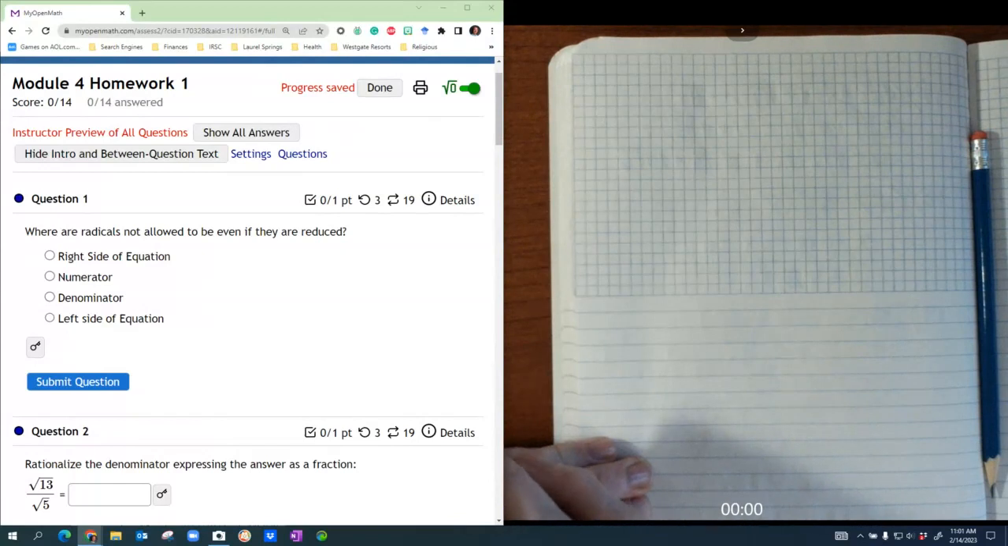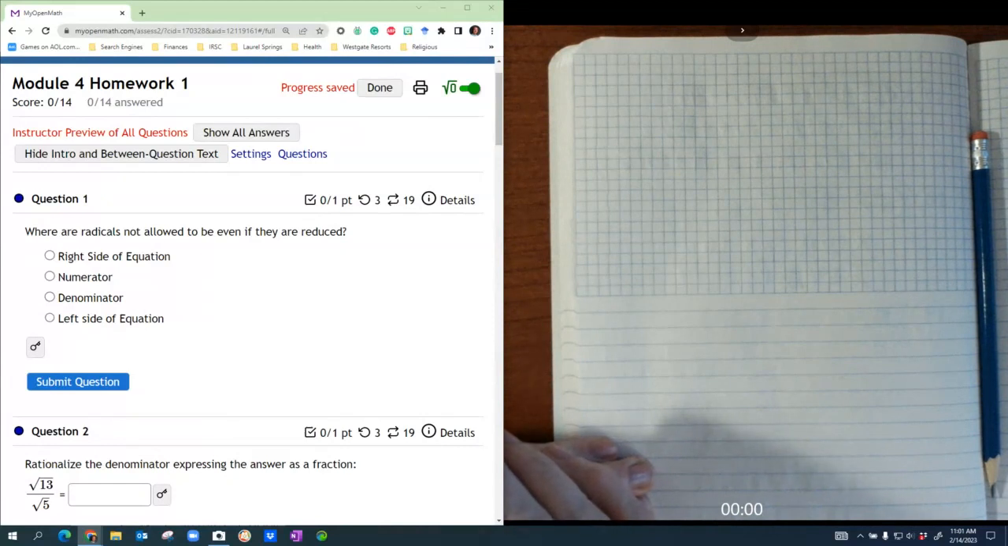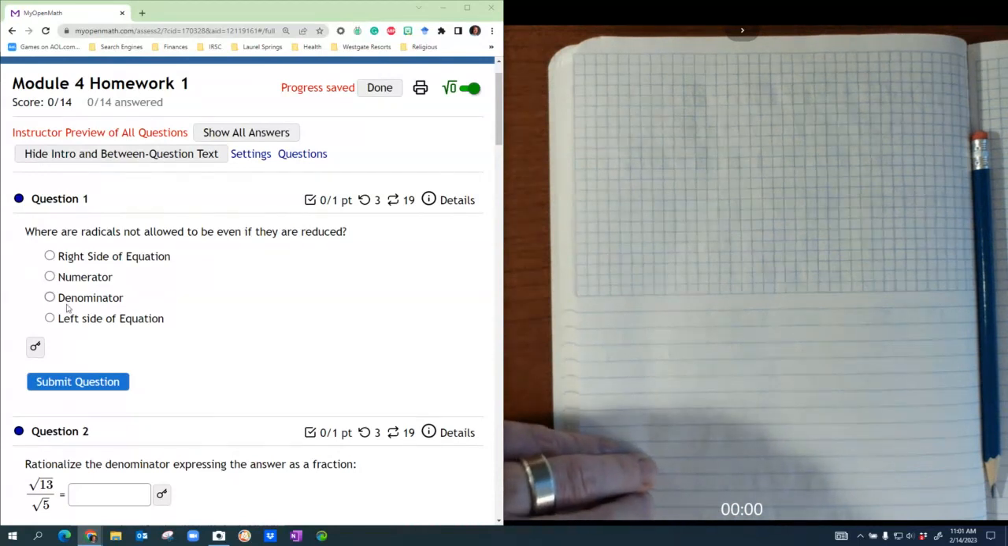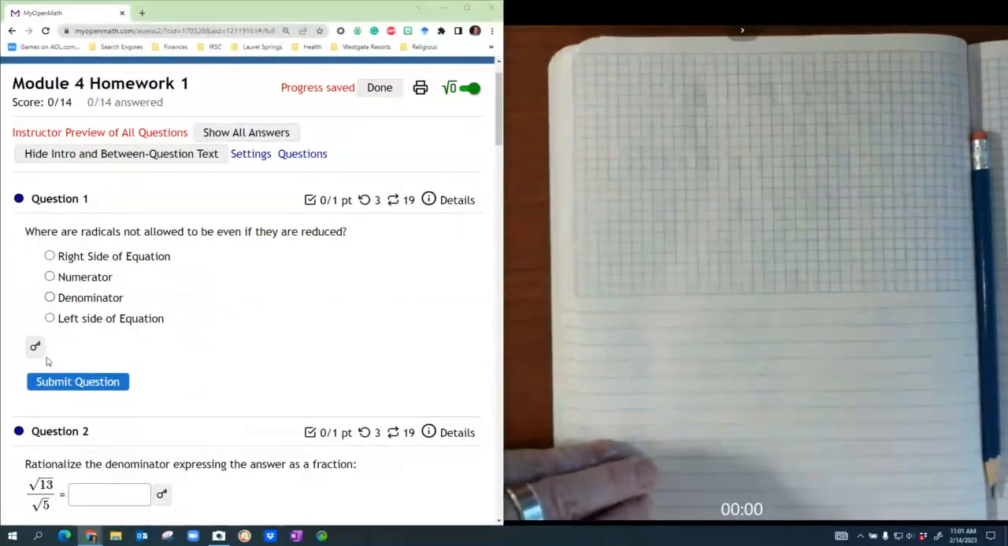It says, where are radicals not allowed to be, even if they are reduced? Well, it doesn't matter if they're even, odd, or anything in between. Radicals are not allowed to be in the denominator. That's why we rationalize denominators with radicals. So the answer here is just denominator.